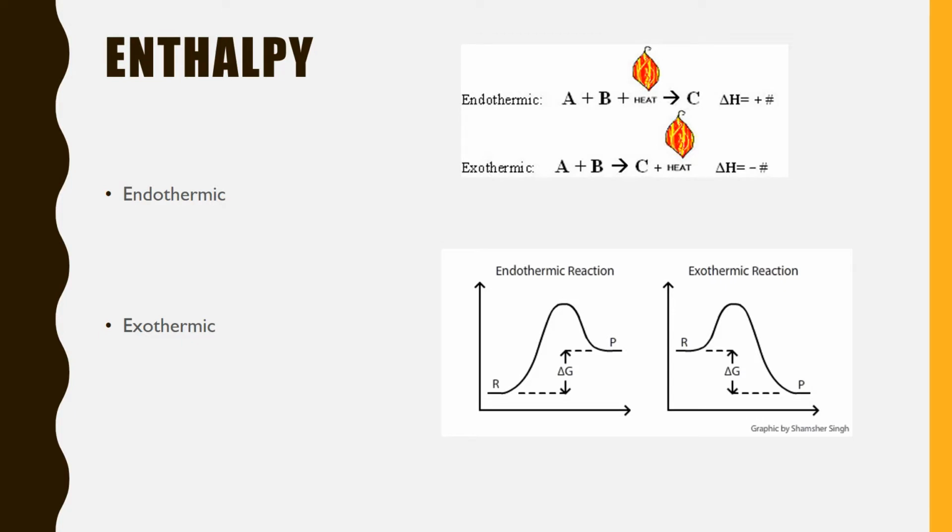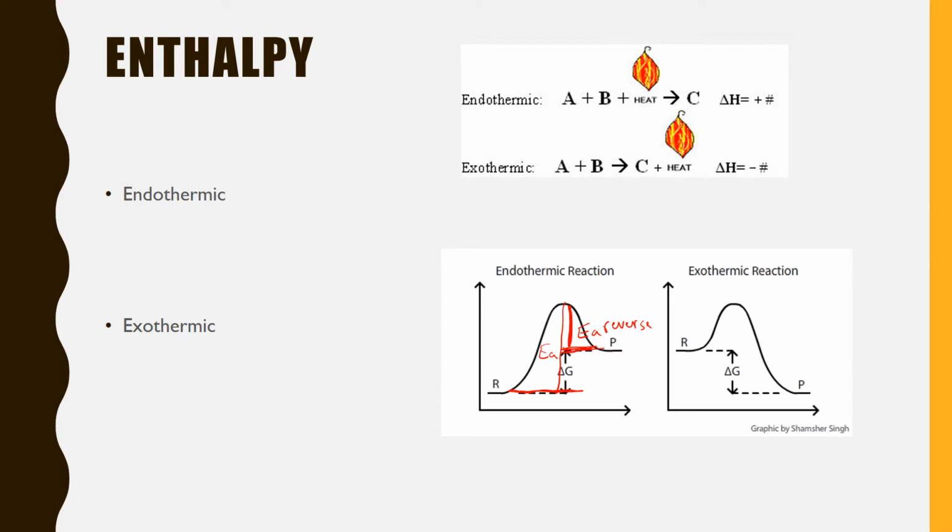Activation energy is found from my reactants to the peak, so this is for the forward reaction. This is my activation energy for my reactants going to my products. You also have a reverse activation energy. So my reverse activation energy is from my products to my peak. So this is activation energy in the reverse direction.